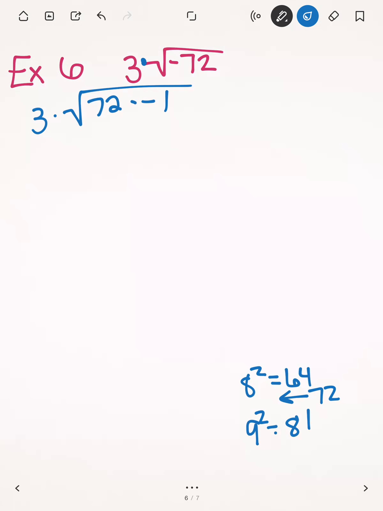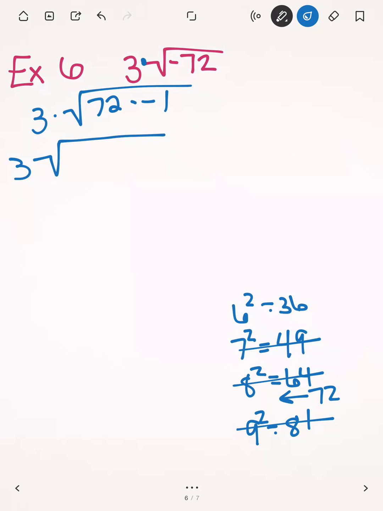So 81 does not go into 72 evenly if we were to divide it. 72 divided by 64 does not go evenly. 7 squared, which is 49. 72 divided by 49 does not go into it evenly. Then we have 6 squared, which is 36. When I do 72 divided by 36, that does go into it evenly. So I'm going to break down this radical into 36 times 2 times negative 1.